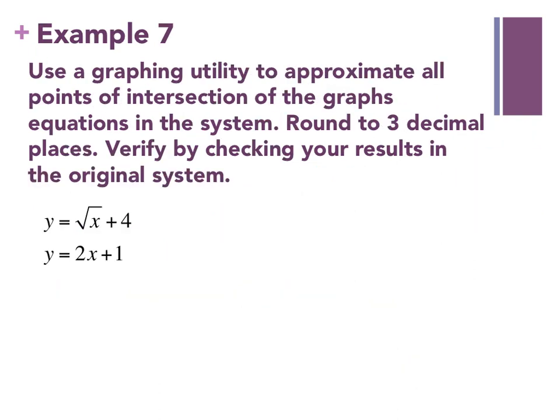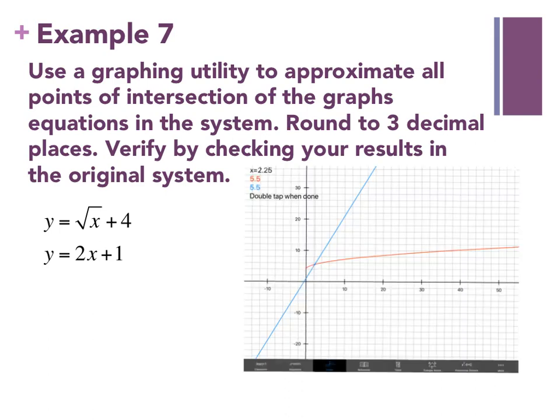Okay. Here comes your application. So this one says use the graphing utility to approximate all the points of intersection of the graph of the equations in the system, round to 3 decimal places, and then verify by checking your results in the original system. So I'm actually going to graph this one on our app, but you could do both. So this time we graphed on the graphing calculator app. Again, you can do this on your calculator where we just did. Okay. And the blue one is obviously the line, and the red one is the square root.